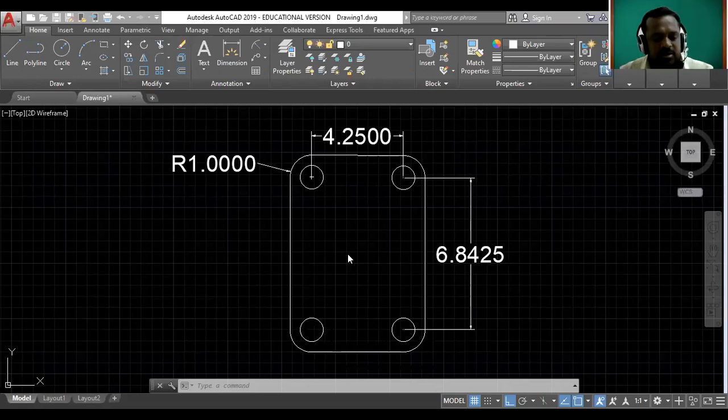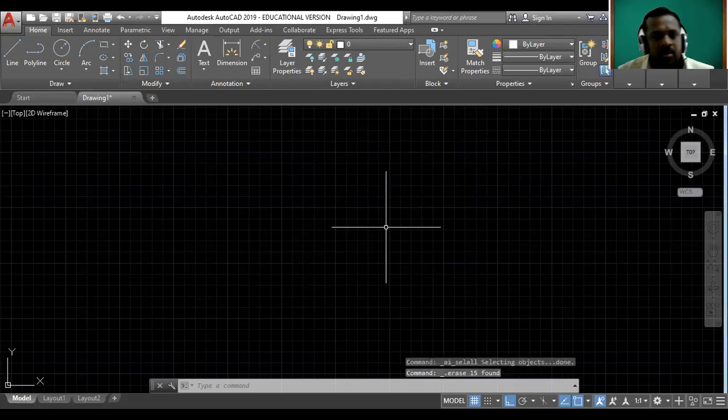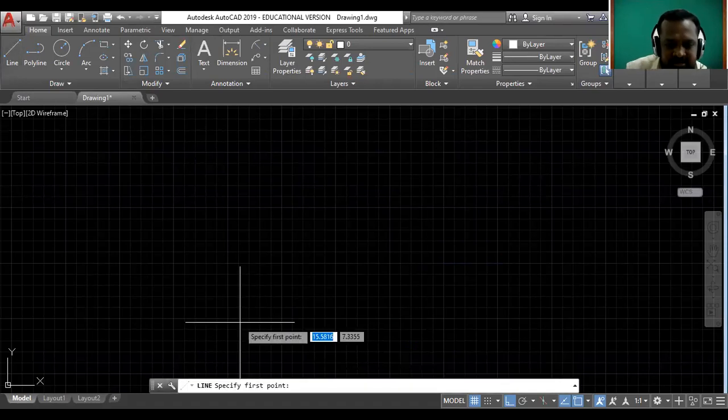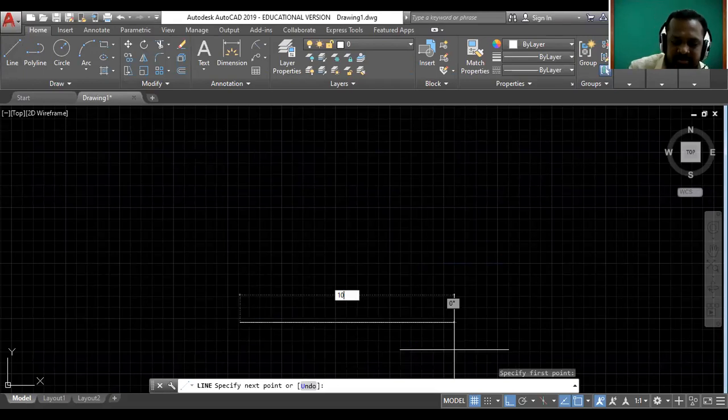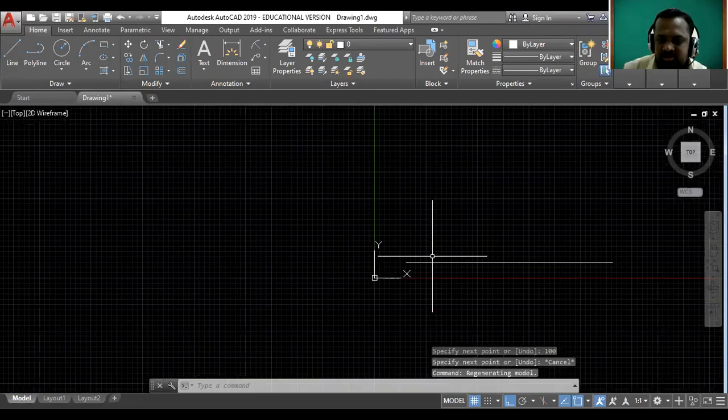Okay, I will draw. Delete it. Make the click on the line command. Okay, I will start from the bottom side. First I will draw the horizontal line of a distance 100, because they have given the 100. Okay, so zoom in.